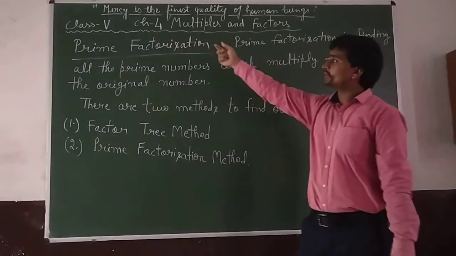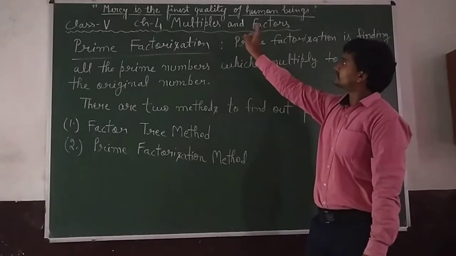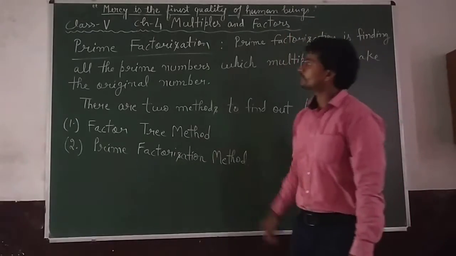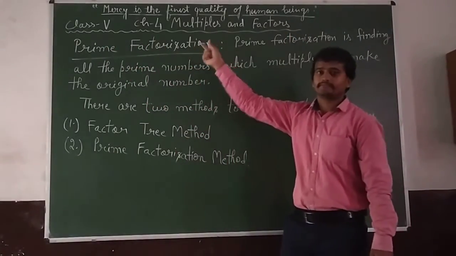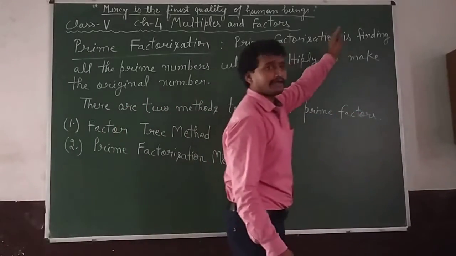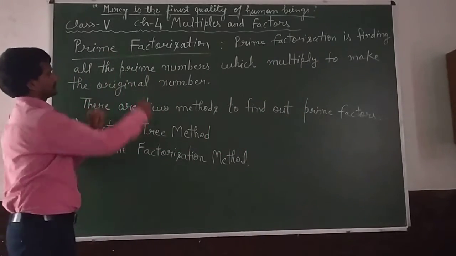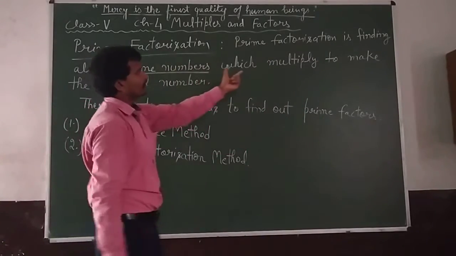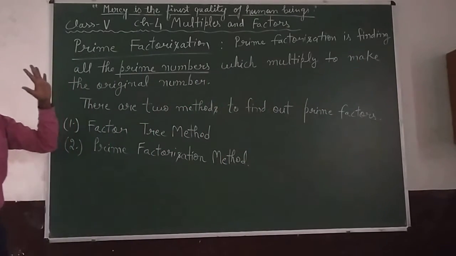Today we will continue our chapter number 4 in maths, and its name is multiples and factors. Now today's topic is prime factorization. What is prime factorization? Prime factorization is finding all the prime numbers which multiply to make the original number.